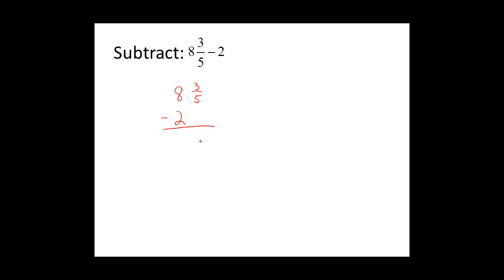3/5 minus 0 is equal to 3/5. That was easy. And 8 minus 2 is 6. So the answer to this problem is 6 3/5.